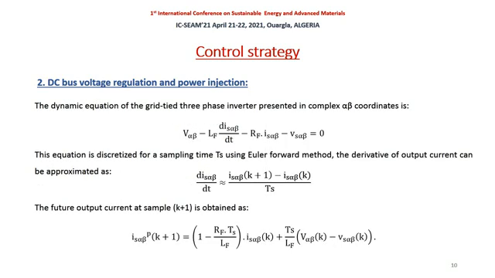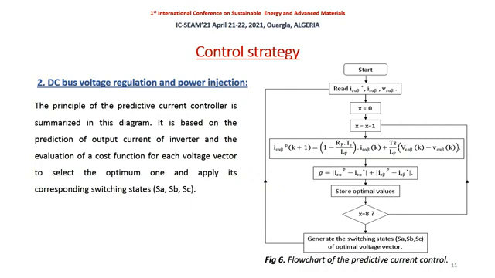To get the prediction of output current, the dynamic equation of the three-phase inverter tied to the grid is presented in alpha-beta coordinates and then discretized using Euler forward method. Finally, the future output current is obtained. Returning to the flowchart, for each voltage vector, the inverter output current is predicted, and the cost function is evaluated to select the optimum voltage vector and apply its corresponding switching states to the inverter.